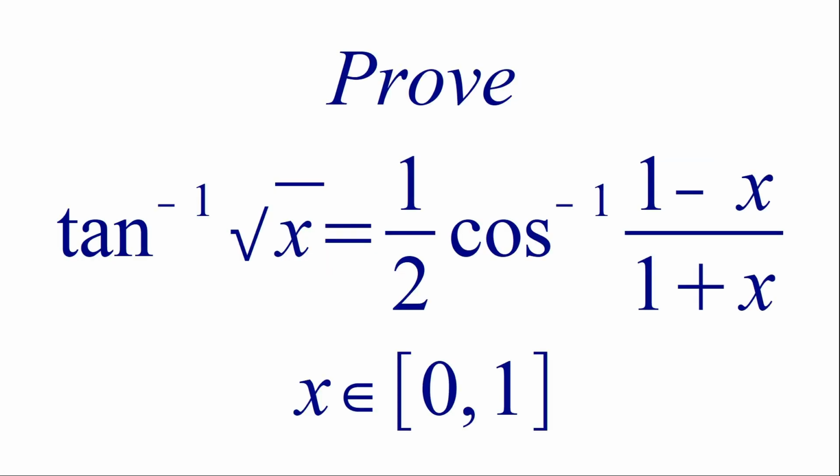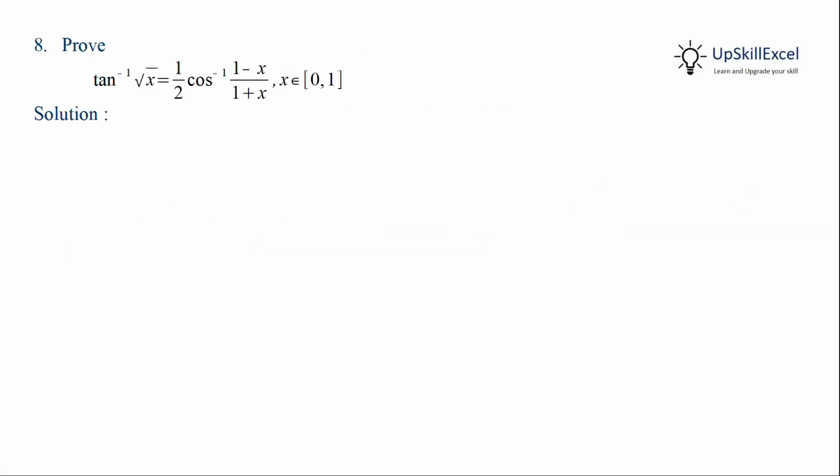Prove that tan inverse root x is equal to half of cos inverse of (1 minus x) by (1 plus x), where x belongs to 0 to 1. We see that both left hand side and right hand side are very well defined over the domain 0 to 1. So we'll start by assuming root x is equal to tan theta, which implies that tan inverse of root x is equal to theta and x is equal to tan square theta.